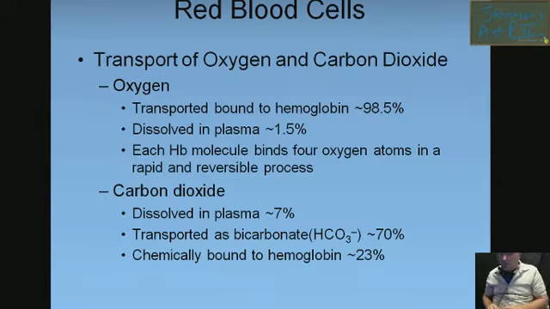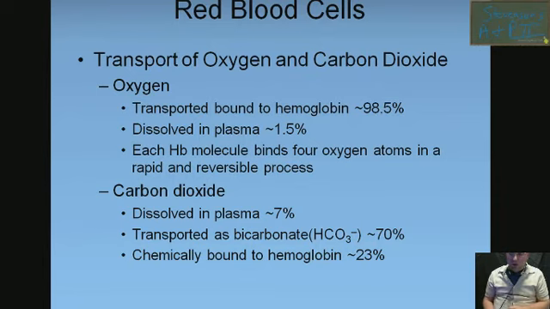All right, red blood cells. Transport of oxygen and carbon dioxide. Oxygen that's transported bound to hemoglobin makes up 98.5% of the oxygen that is being transported. The other 1.5% is not attached to anything, and it's just free floating in the plasma. It's almost like dissolved oxygen in water.